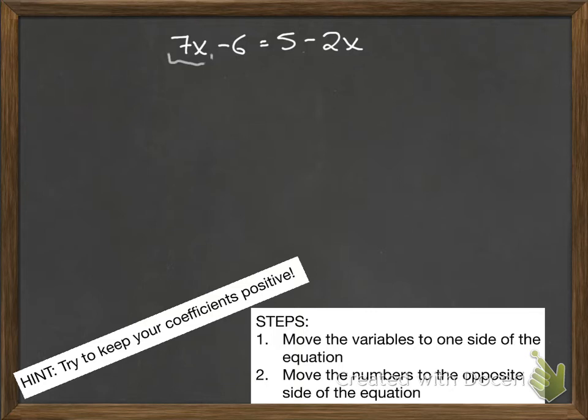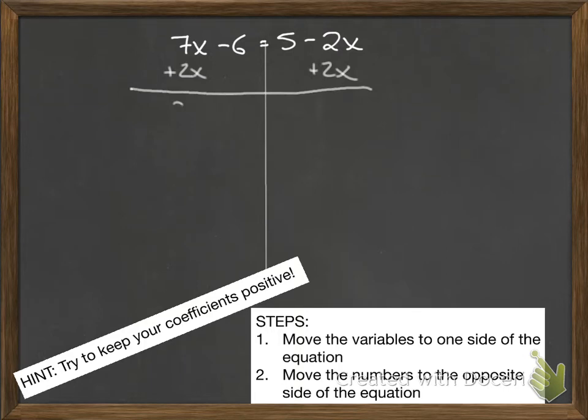So, which side should we move our variables to? Let's draw our vertical line. Okay. So again, I could subtract 7x from both sides, but hopefully you see that would give me a negative coefficient. So while that is correct, it increases the probability of me making a sign error. Therefore, instead of doing that, I'm going to try adding 2x to both sides. Again, both are equally mathematically valid approaches. So 7 plus 2 is 9. So I have 9x minus 6 equals 5.